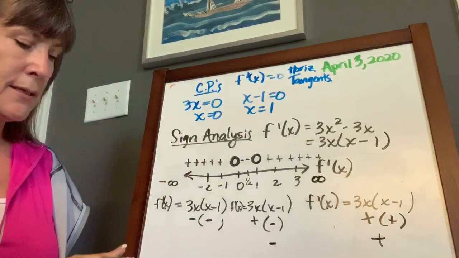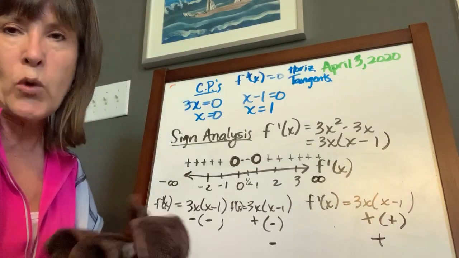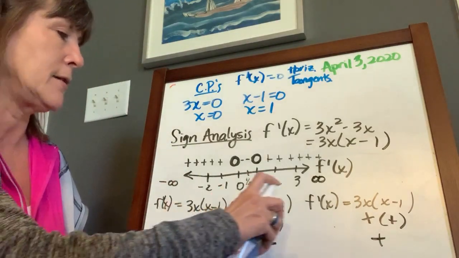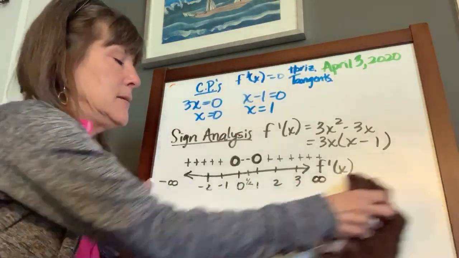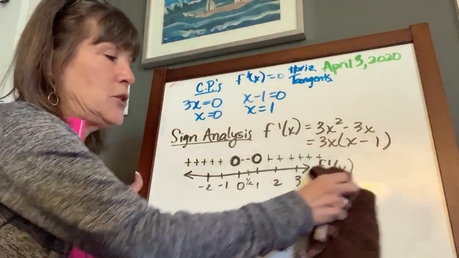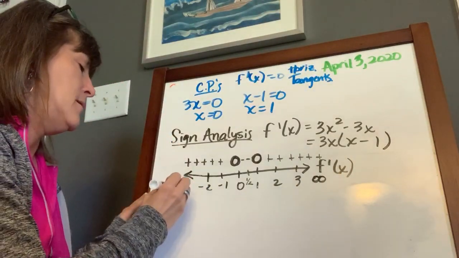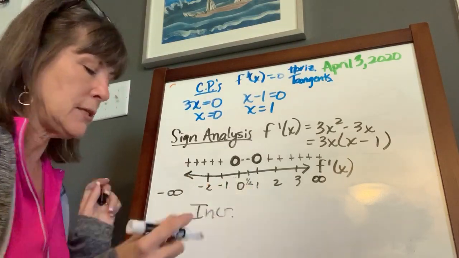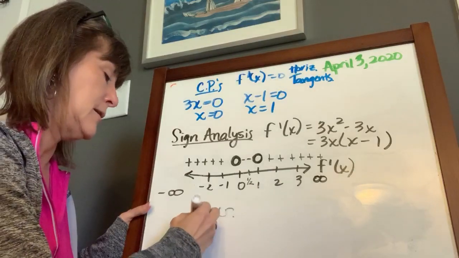Now, how do I write this as an answer to my question? If you remember, the question was, where is your function increasing and decreasing? Well, let me show you how to write that. Looking at my sign analysis. Oops, I should have left my little infinity up there. All right. I'm going to list the intervals where my function is increasing, and I'm also going to list where my function is decreasing.